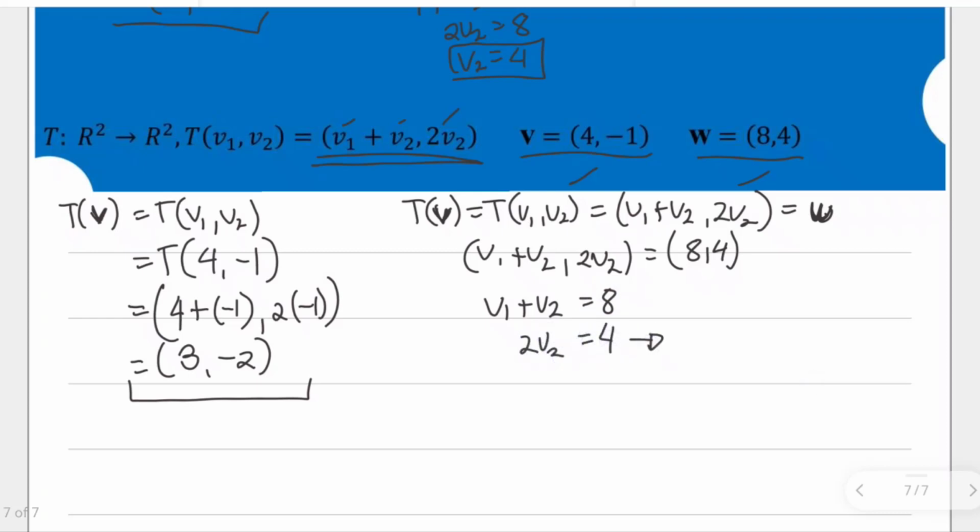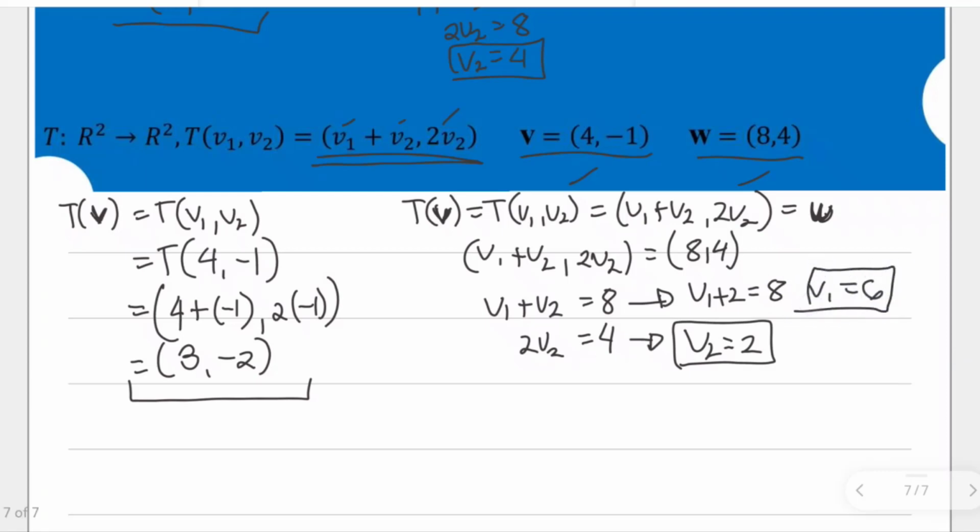Using this, you can solve for v sub 2. V sub 2 is 2. Okay? And then using that, for our first equation, you have v sub 1 plus 2 is equal to 8. V sub 1 is equal to 6. This is the first component of your vector v. In short, the preimage of vector w is equal to a certain vector v with components 6 and 2.